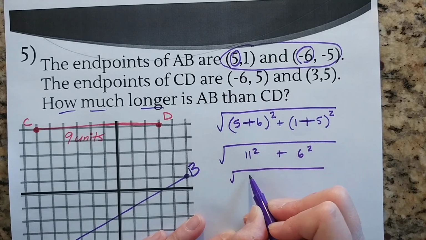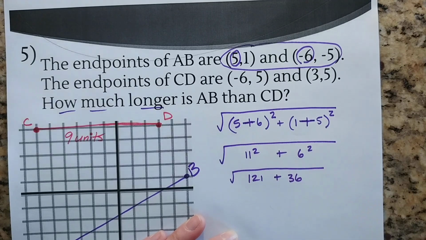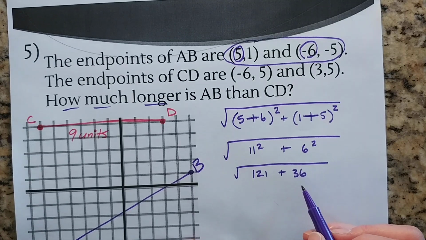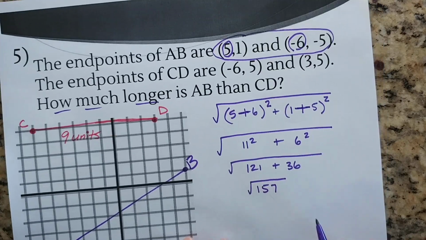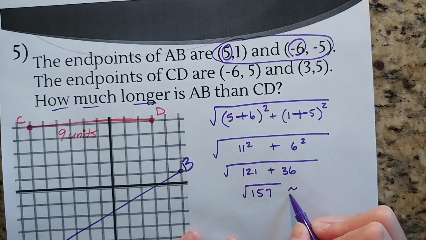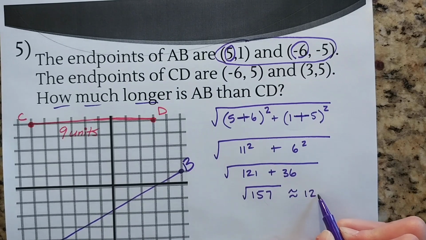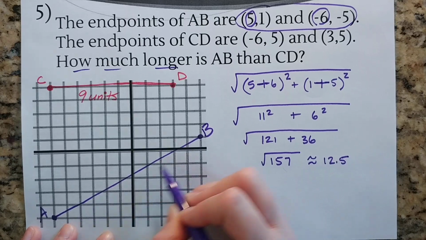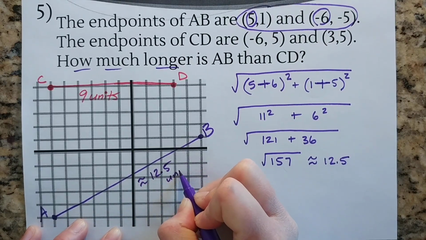11 times 11, 6 times 6. Now if I add these two together, I get the square root of 157. I'm going to want to approximate that. It's irrational, so I use my calculator, and the calculator says it's approximately 12.5. So the distance between A and B is about 12.5 units.